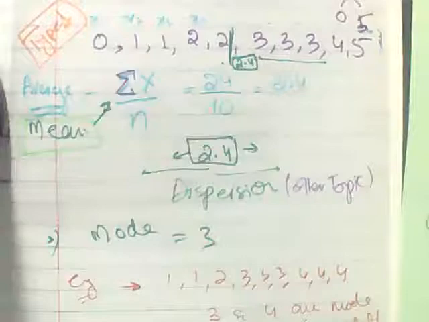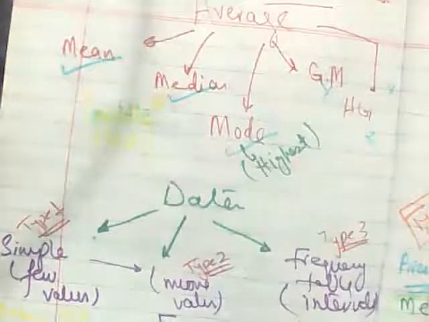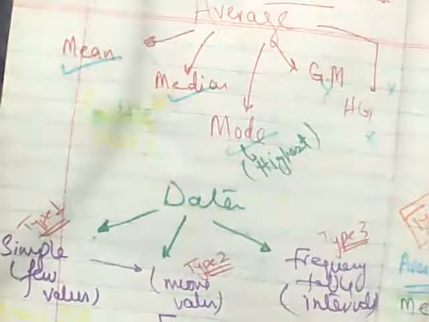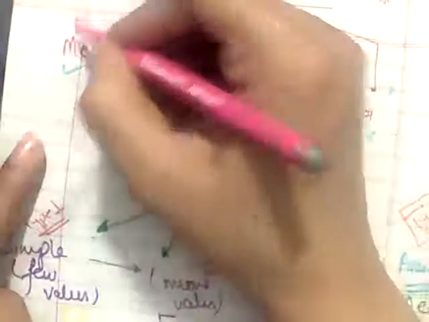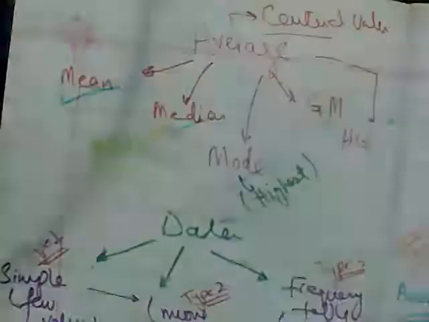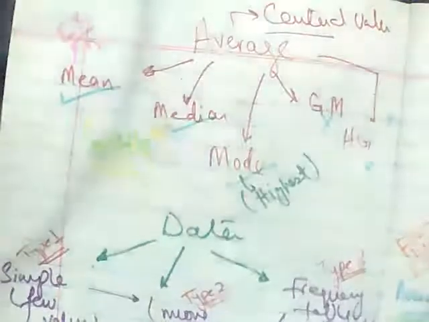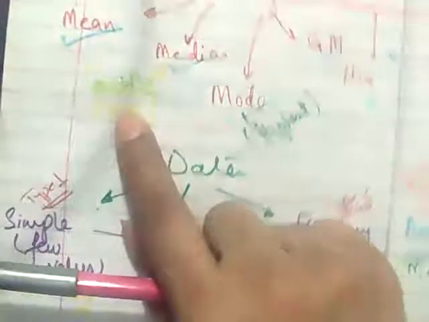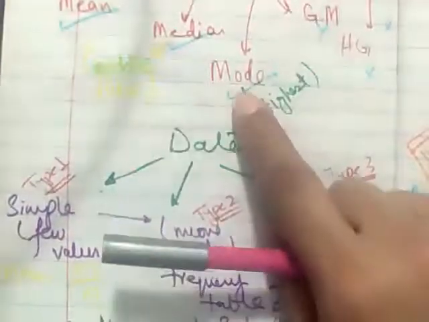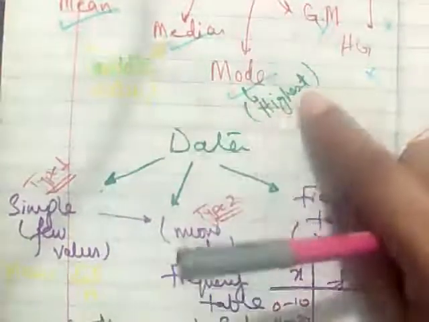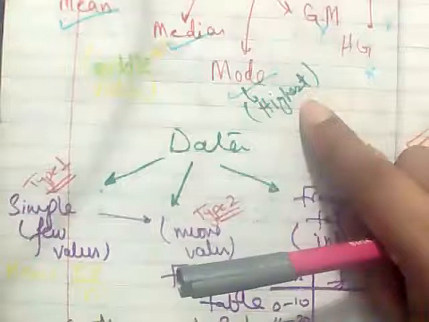Okay, two things done. Mean is the old way. What is the mean? Mean is simply the sum of all the values divided by the total number of values. Okay, the old method. Median is the middle value. We have learned that also. What is mode? Mode is the highest occurring value, a number which occurs the maximum number of times, right?